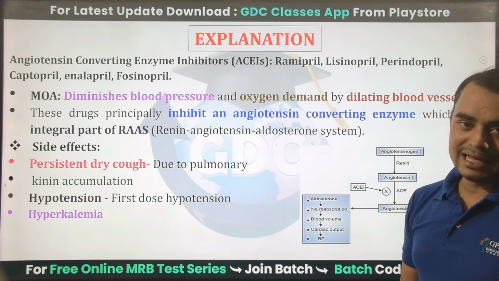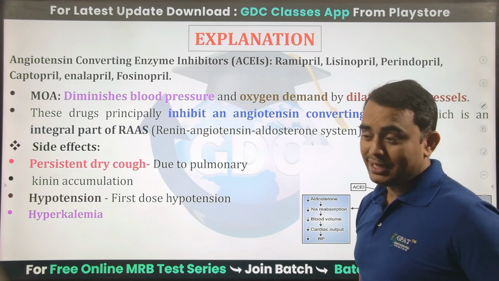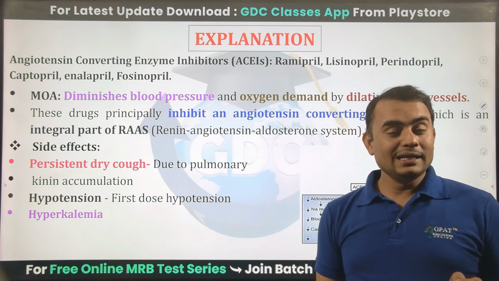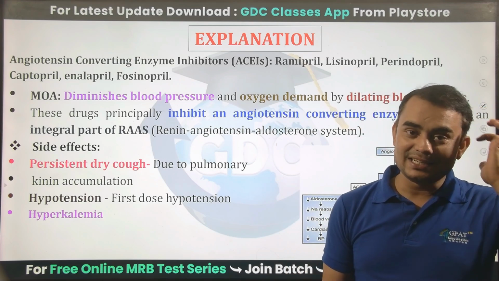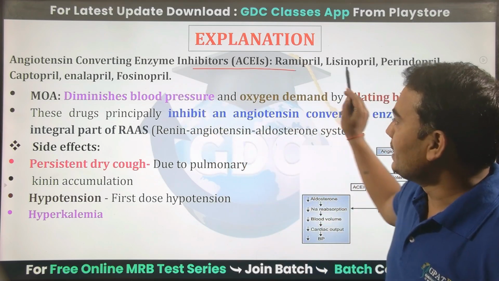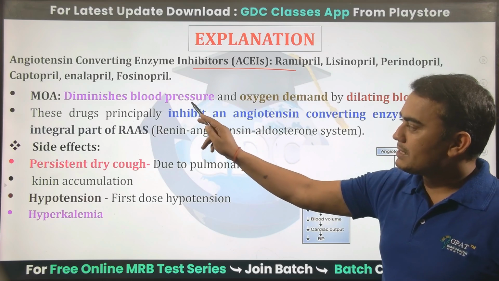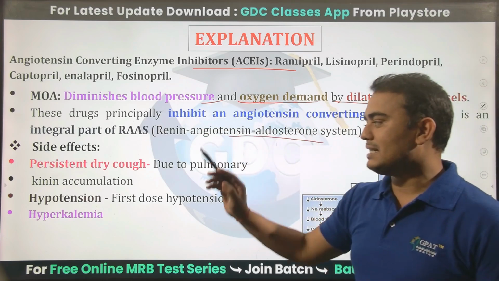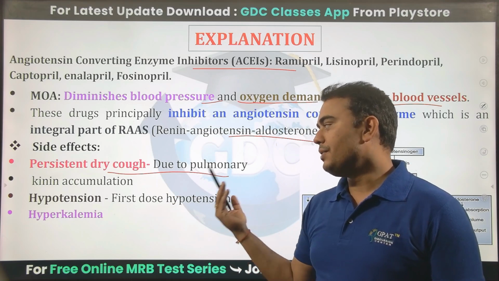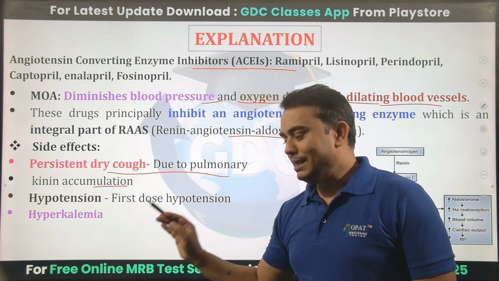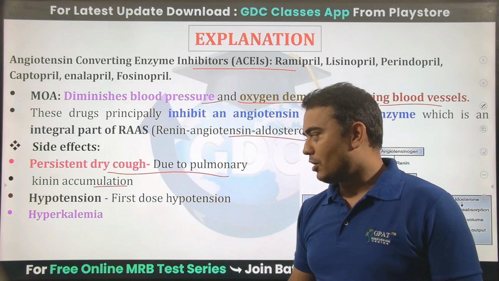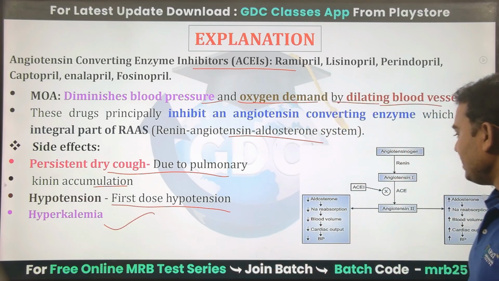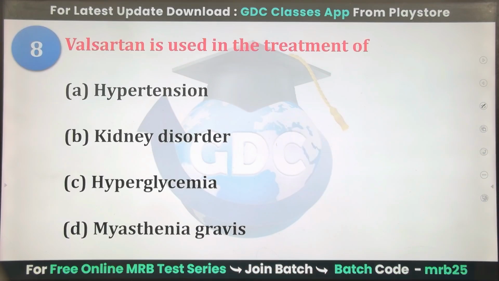Yes, it causes the dry cough, it causes the angioedema, it causes the postural hypotension, it causes the hyperkalemia. Yes, these are the different things. Angiotensin converting enzyme inhibitors diminish the blood pressure and oxygen demand by dilating the blood vessels. These come under the RAAS system. Persistent dry cough is due to the pulmonary kinin accumulation, because bradykinin metabolism will not be there. Hypotension, first dose hypotension, and hyperkalemia can be seen there with the ACE inhibitor.